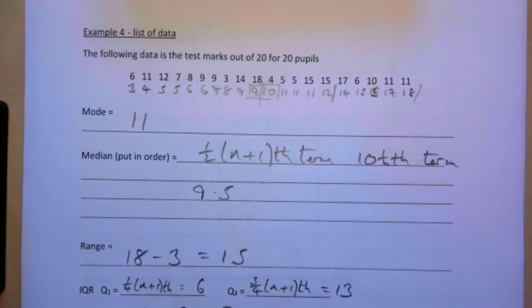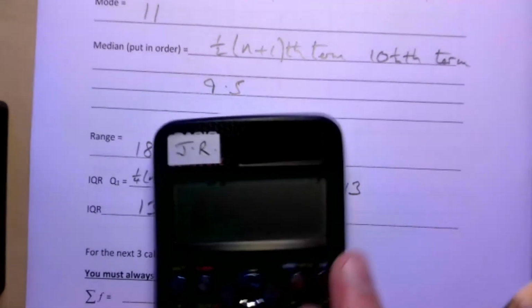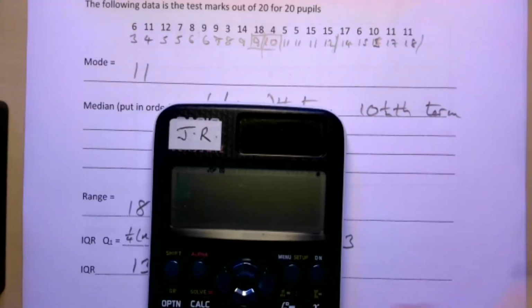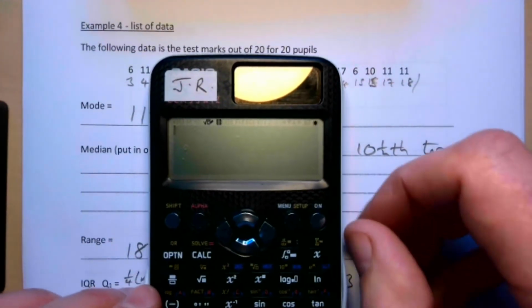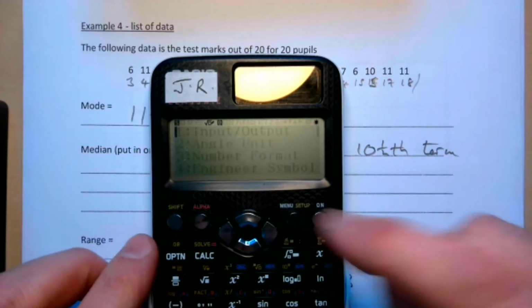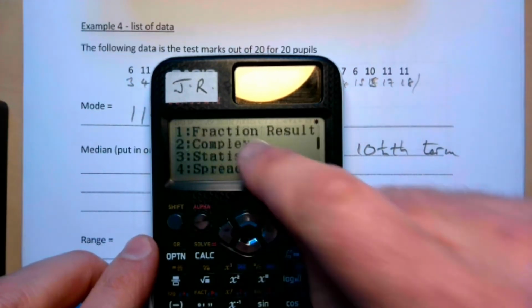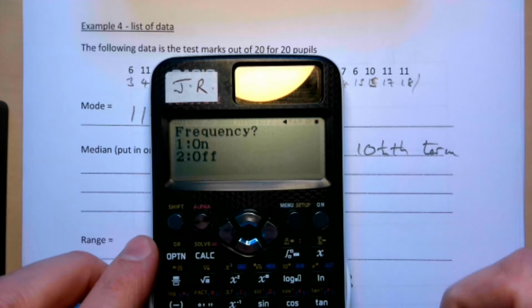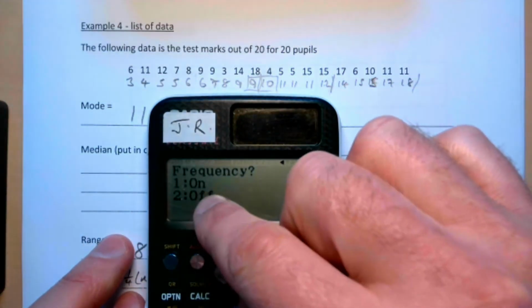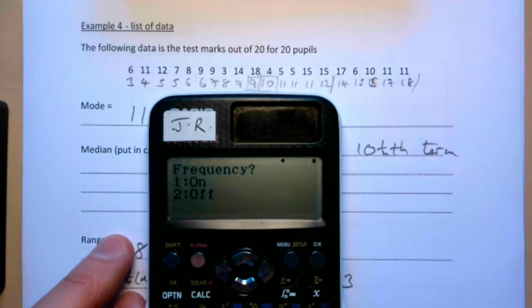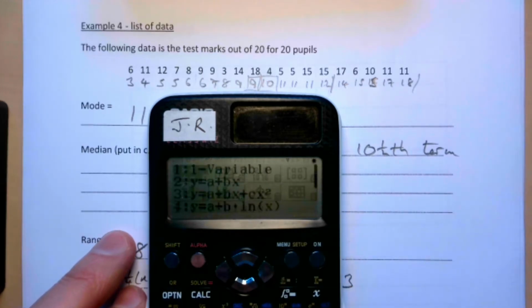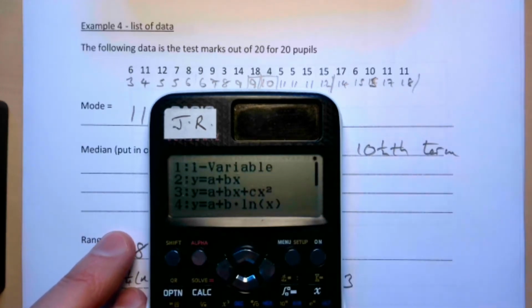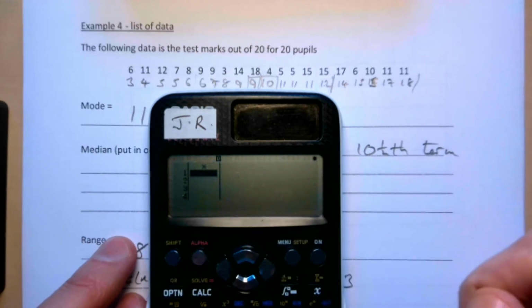For the next part of this question, we're going to go straight to our calculator and try and put in the data. So here we are. Hopefully you can see the screen here and see what we're doing. We're going to go into stats mode, so we go shift, setup, scroll down, and I'm going to hit number 3, which is stats. It's a list of data, so I'm going to go off for frequency. So I'm going to hit 2, and then menu, 6. It is one variable that I want, so I'm hitting number 1.